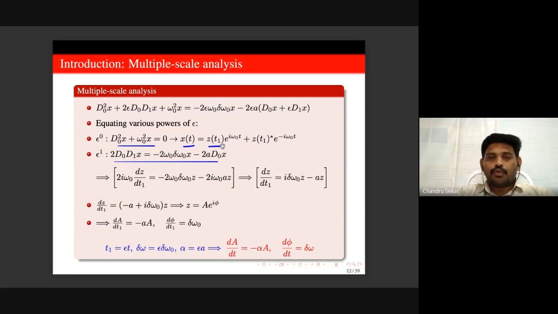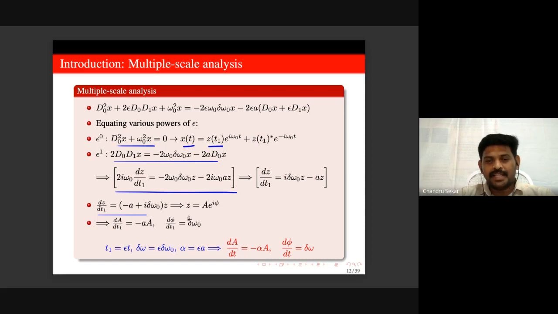Okay. So now substitute this solution into the second equation and collect the powers of e power i omega t. I get the equation for the slow time scale. And simplifying this equation, I get the equation for z, dz by dt1 equal to minus A plus i delta omega naught into z.